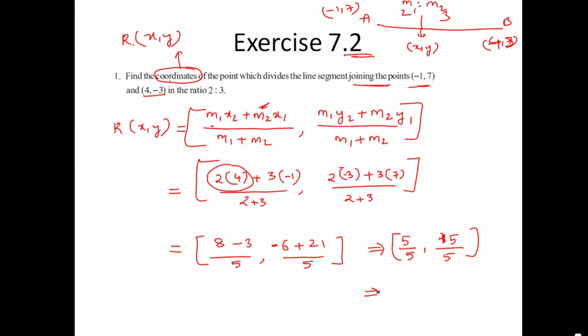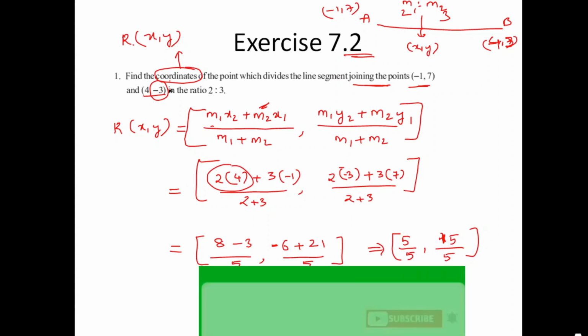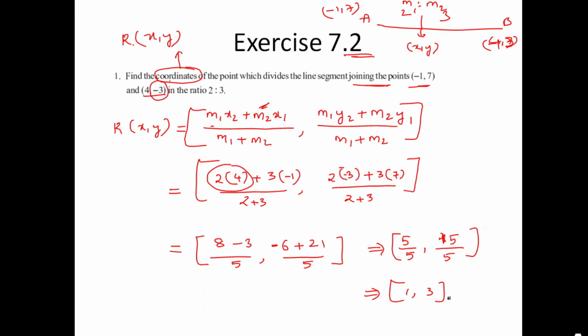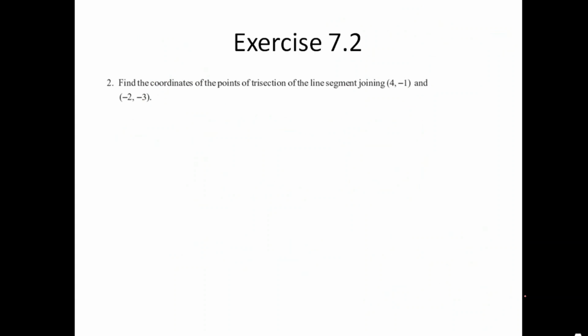Now when I'm solving this, y2 over here, not something else, right? This becomes 1 and this becomes 3. So 1 comma 3 is your required value of R of x comma y. As simple as that. Let's look at the next one.